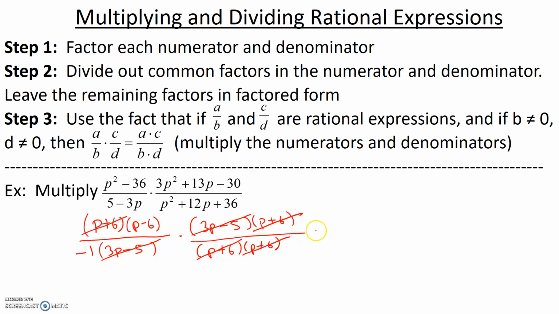So all we're left with is this p minus 6 in the numerator and a -1 in the denominator. We learned in a previous section that if we divide by a monomial, then this becomes p over -1 minus 6 over -1. P over -1 is negative p. Negative 6 over -1 is positive 6. So our final answer is negative p plus 6. In other words, p divided by -1 is negative p. Negative 6 divided by -1 is positive 6.